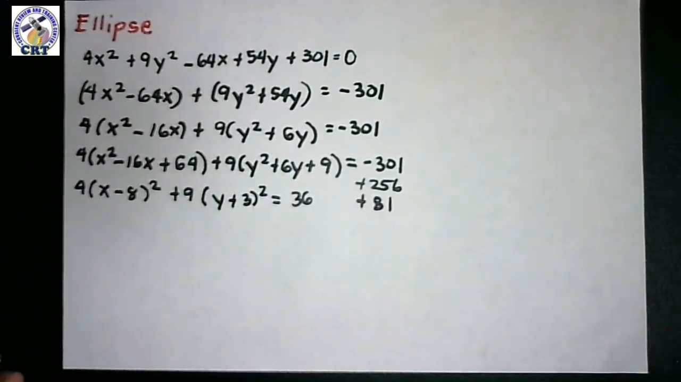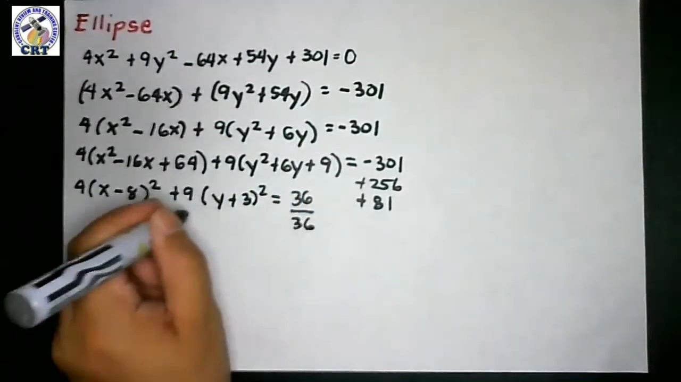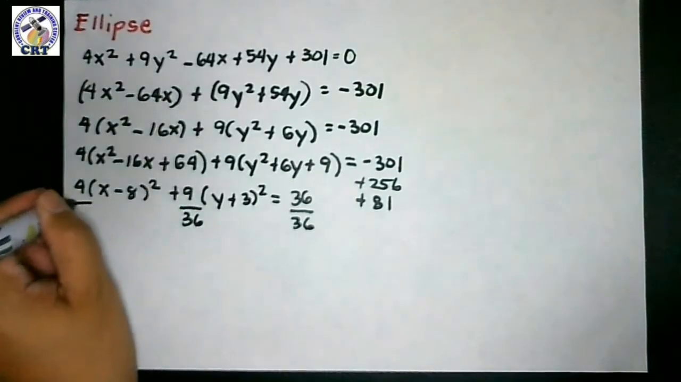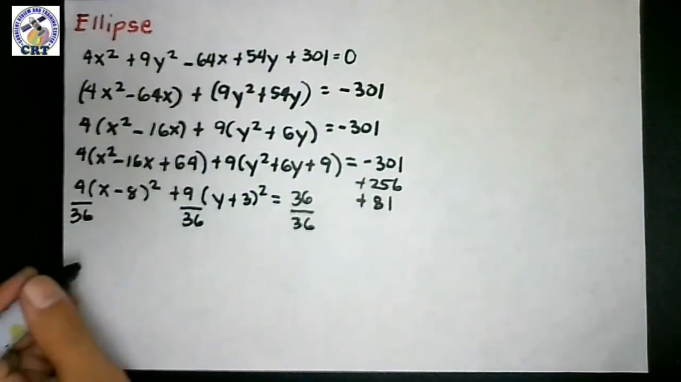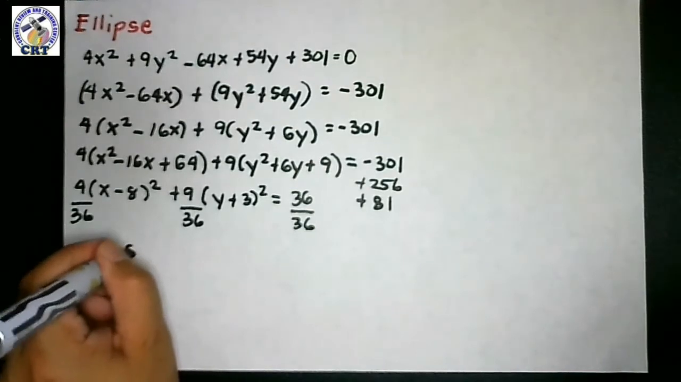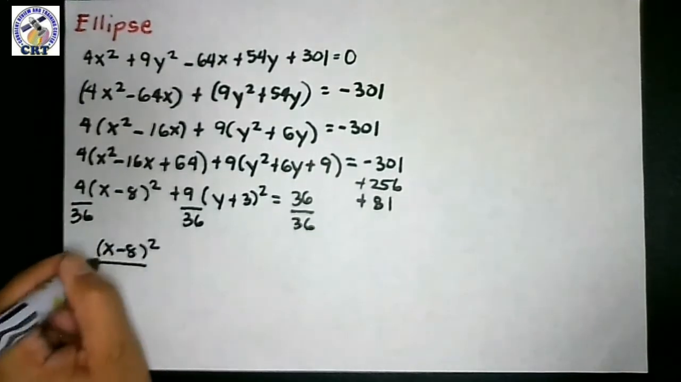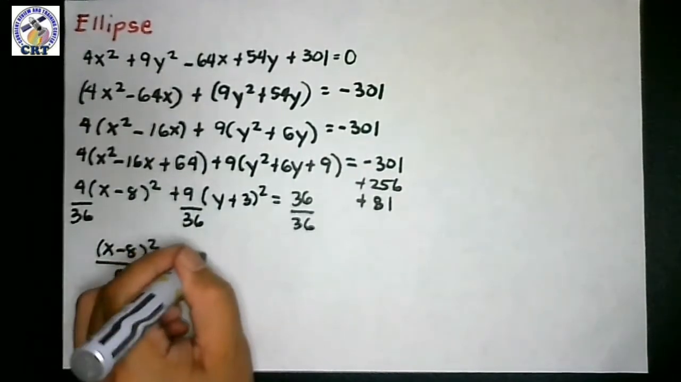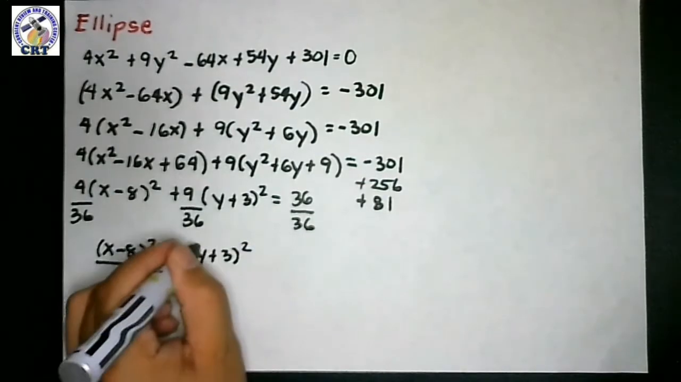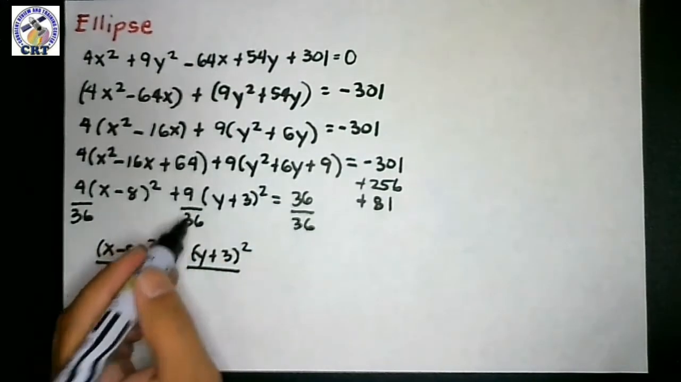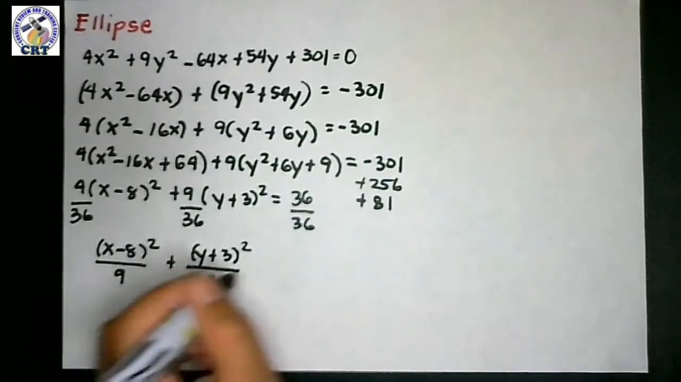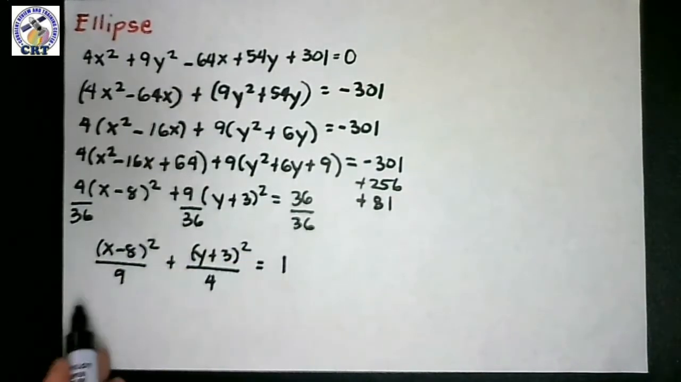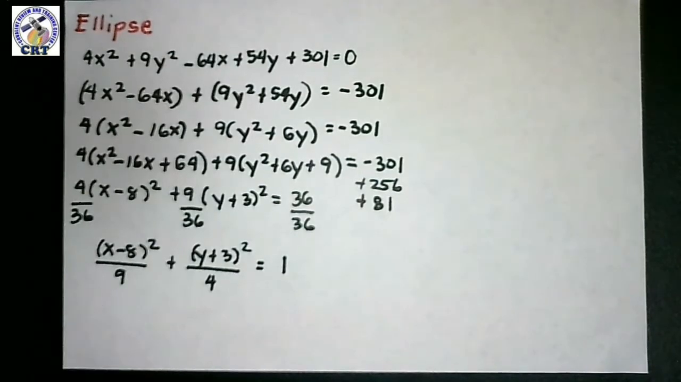Okay, so pag ellipse at kino-convert natin sa standard form, dapat yung right side equivalent sa 1. So, i-divide natin to sa 36. So, lahat ng term, i-divide sa 36. Okay, so this is now x minus 8 squared over 4 over 36 is 9 over 9. Plus, yung y plus 3 quantity squared over, kasi yung 9 over 36 is 1 over 4. And equivalent to 1. So, ito na ngayon yung standard form na kailangan natin sa ellipse.